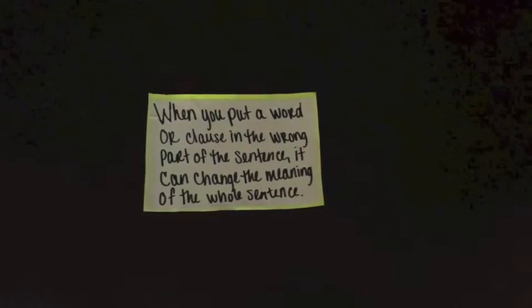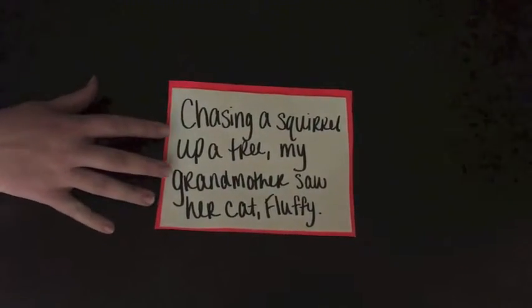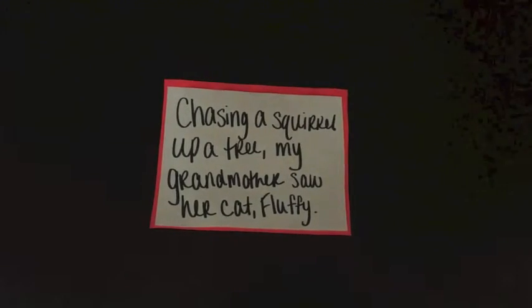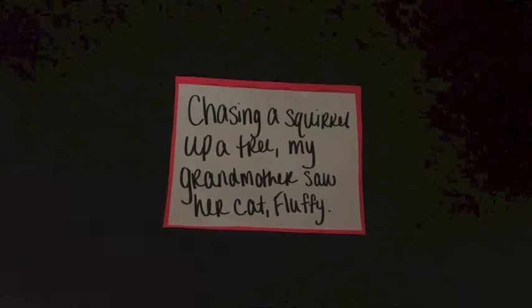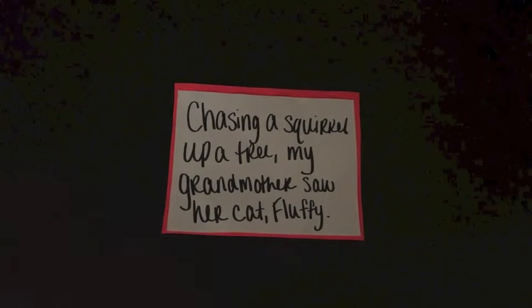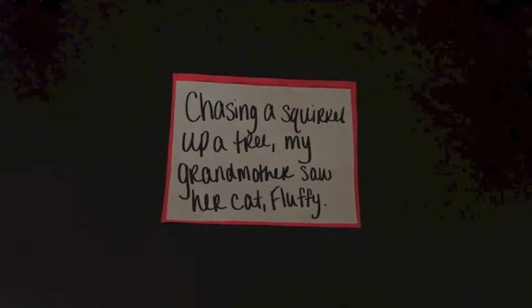Now let's look at some misplaced modifiers. When you put a word or a clause in the wrong part of the sentence, it will completely change the meaning of the sentence. So in the sentence, chasing a squirrel up a tree, my grandmother saw her cat Fluffy. The way this is written, it's saying that my grandmother is chasing the squirrel up a tree, while what we want to say is my grandmother saw her cat Fluffy chasing a squirrel up a tree.